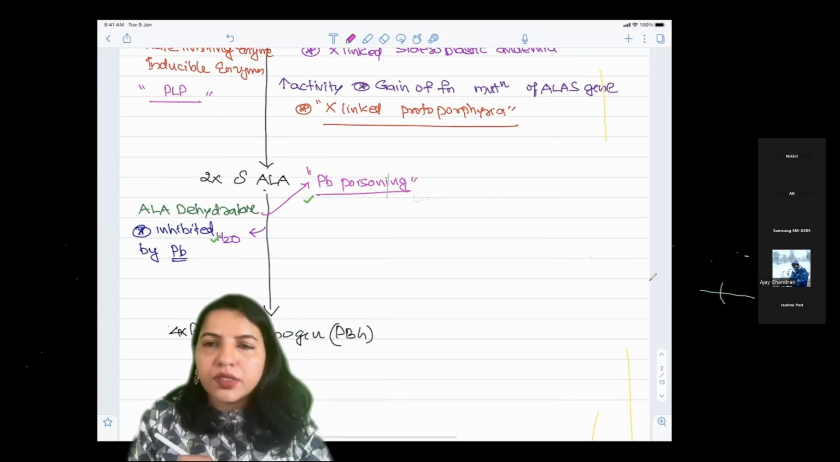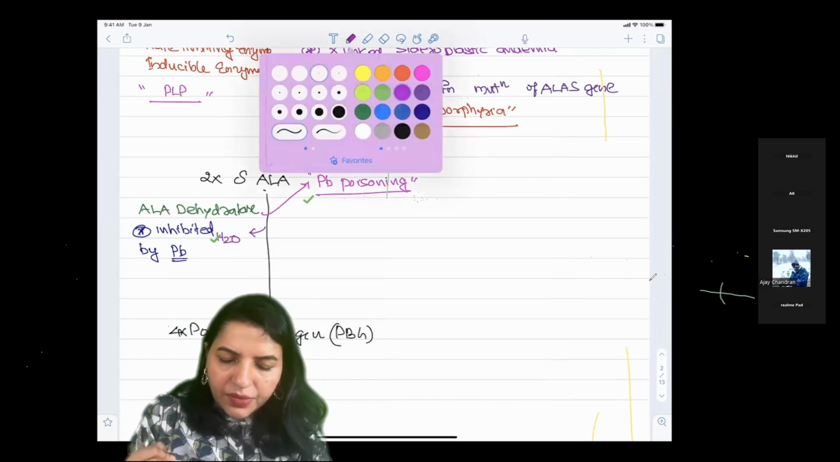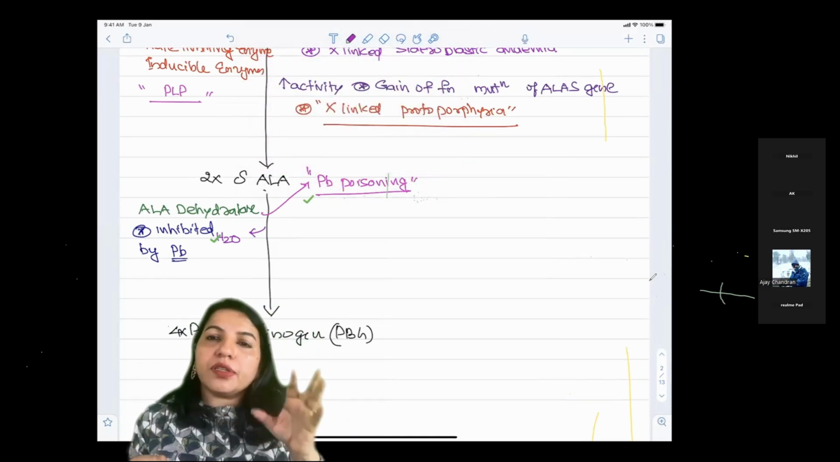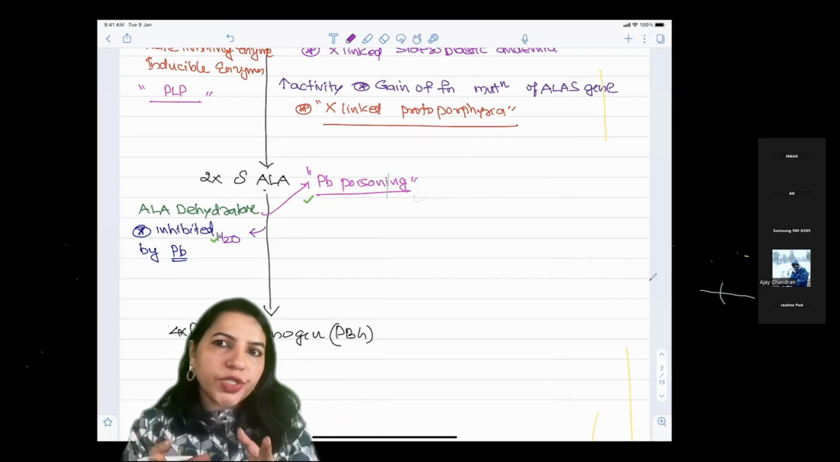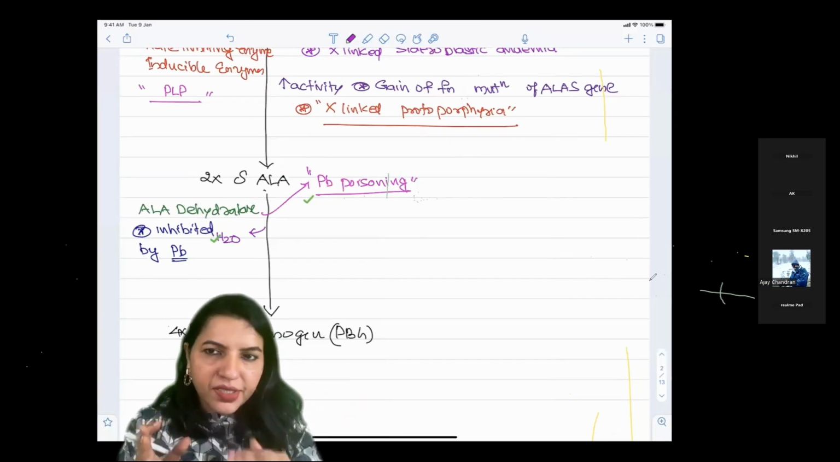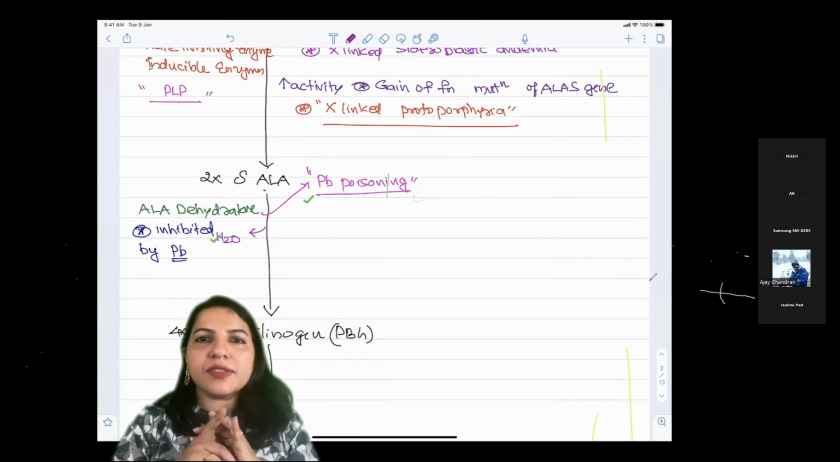Lead poisoning. So, when there is lead poisoning, what are the symptoms? The most important thing that we should understand here is, are any porphyrins produced by this step? Which is the first porphyrin that is synthesized?